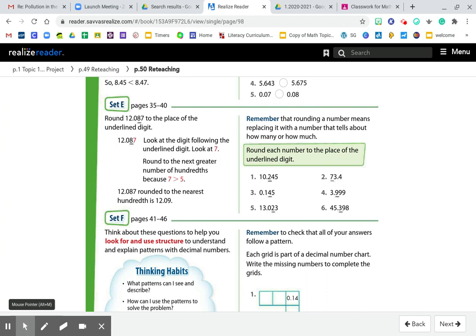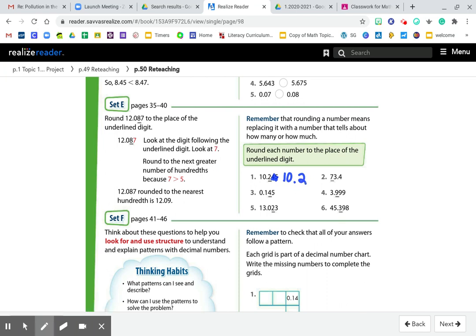So as we're working here, we're going to take a look at the digit next to the 2 because we're rounding to the tens place. And 4 is less than 5. So basically, we're going to round this to 10.2.